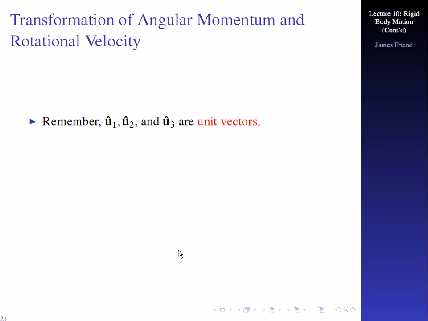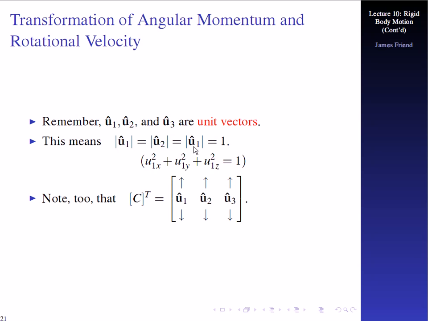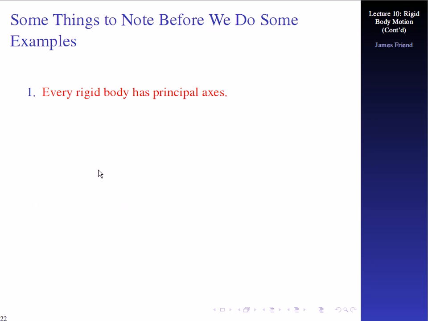Okay. U1 hat, U2 hat, and U3 hat are unit vectors, so they need to be normalized. U1 has a length of 1, as does U2 and U3. Okay. So then C transpose, if you wrote them in column form, then you can write it that way. This may be an easier way to remember it, I don't know.